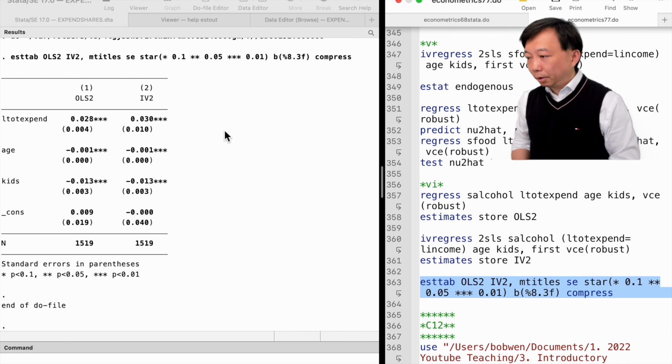We find positive coefficients on the total expenditure in the alcohol equation here, while the coefficients are negative in the food equation.